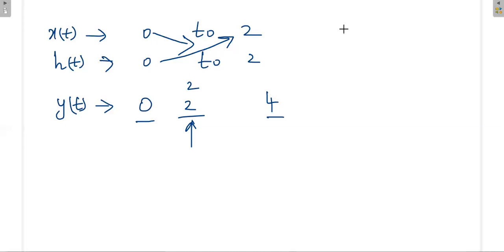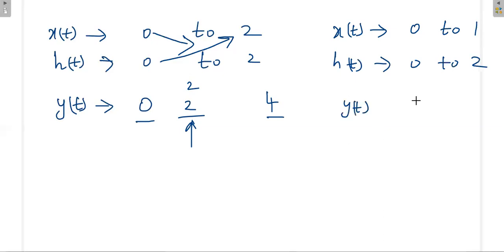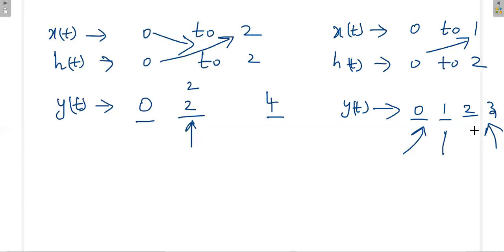Say for example, suppose the length is not the same, it is a little bit different. Say this goes from 0 to 1 and h of t goes from 0 to 2. Now, we do not know what is the shape of y of t, but first of all we'll try to understand what will be the timing values. So this will be 0 first, 0 added with 1 is 1, 0 added with 2 is 2, 1 added with 2 is 3. That means we will start at 0, we'll end at 3. Again at 1 we will be getting some change, at 2 we will be getting some change. So these are all the simple ways to identify where we'll get changes.